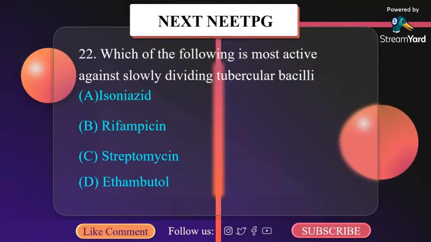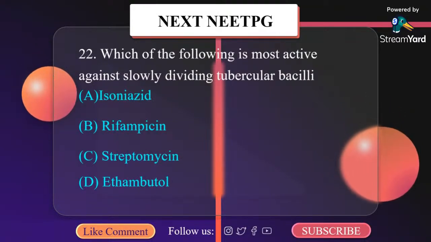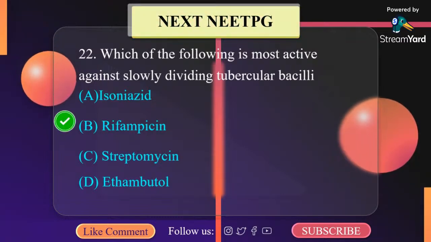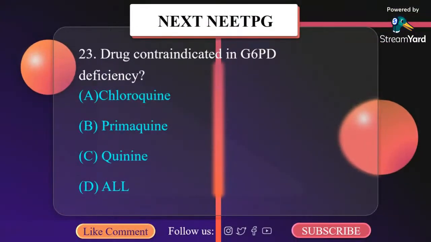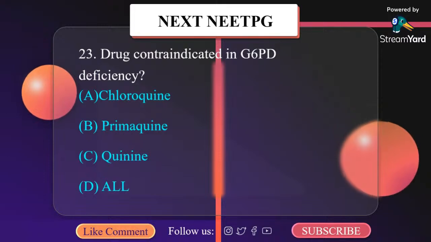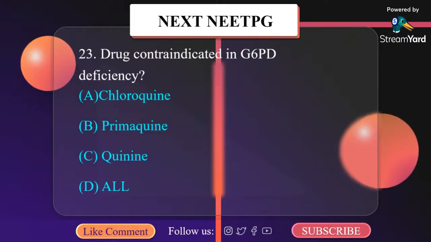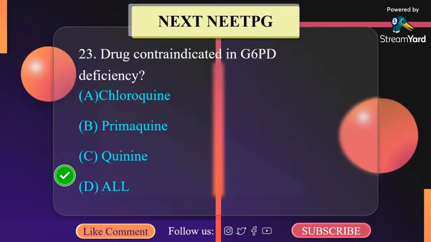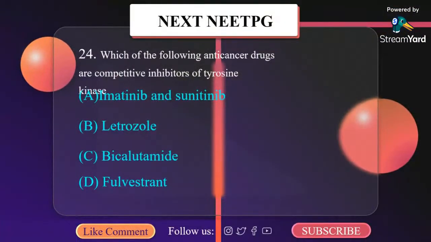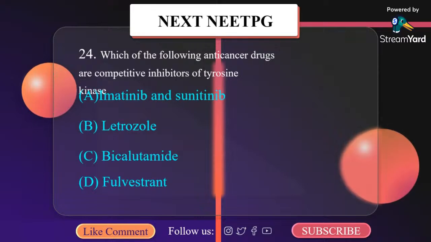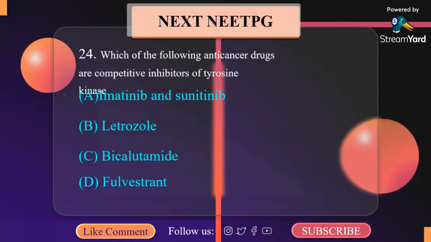Which of the following is most active against slowly dividing tubercle bacilli? Isoniazid, rifampicin, streptomycin, ethambutol. It is rifampicin. Drug contraindicated in G6PD deficiency is A. Chloroquine, primaquine, quinine, all. Yes, all of them are contraindicated. Which of the following anti-cancer drugs are competitive inhibitors of tyrosine kinase? They are imatinib and sunitinib.